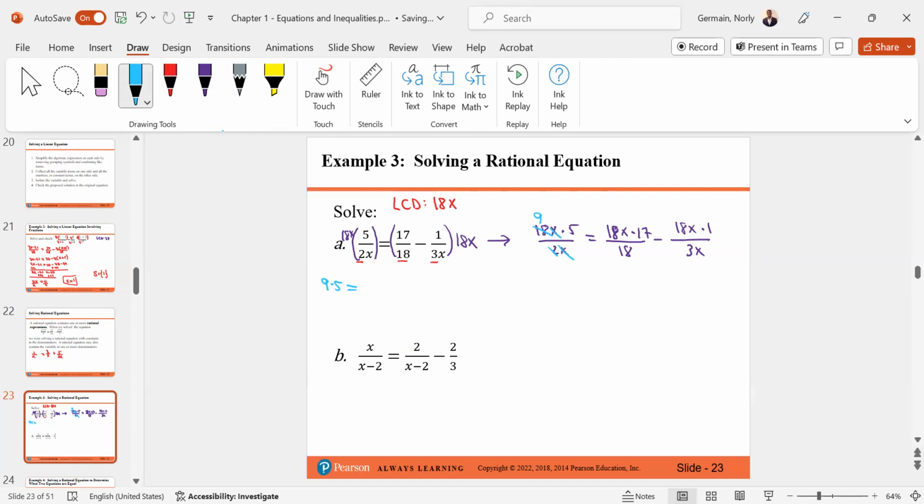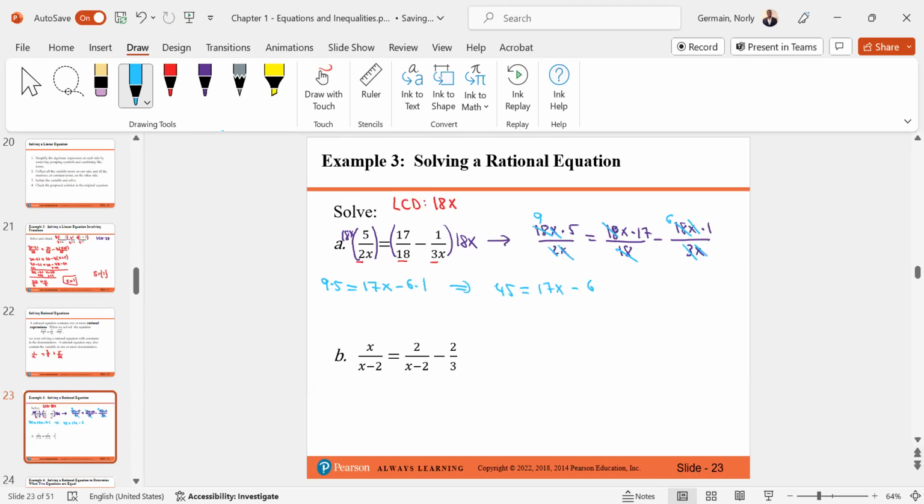Let's go here. We cancel the 18, so we have 17x left on the right, minus, we cancel the x's on the side, and then 18 and 3 have a common factor. When this one is gone, we have 6 left. We have 6 times 1. Now, what happened? We have 45 equals 17x minus 6.